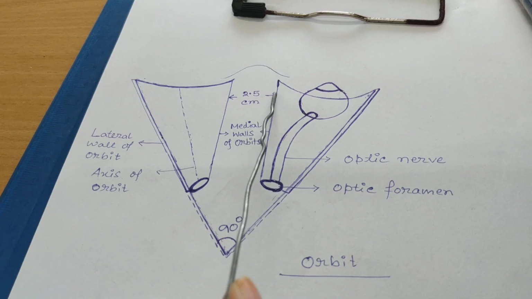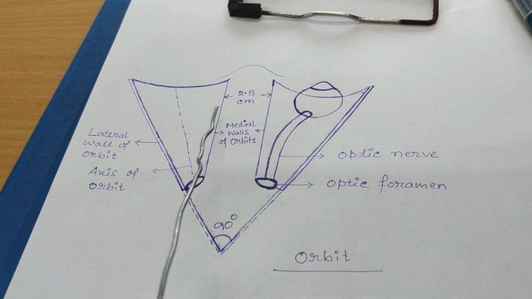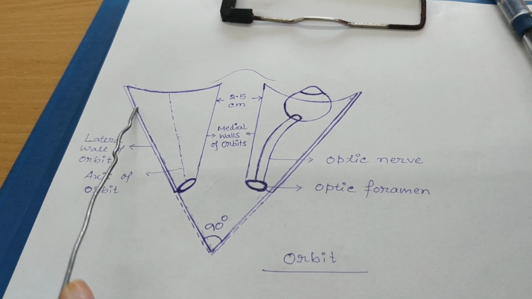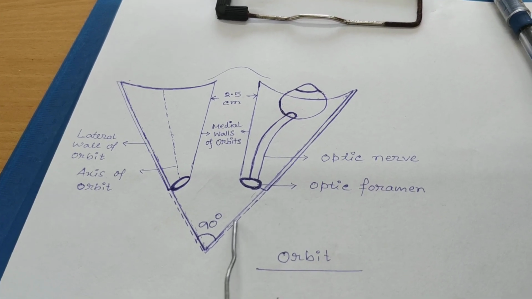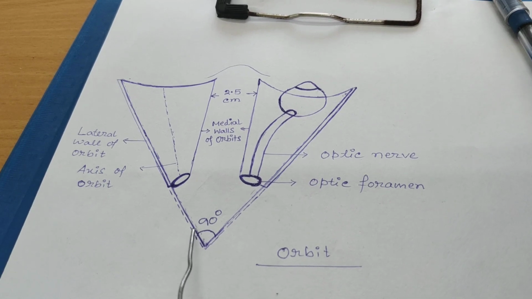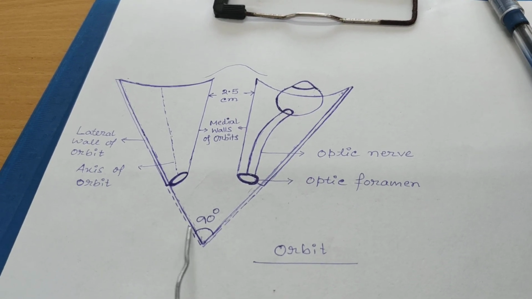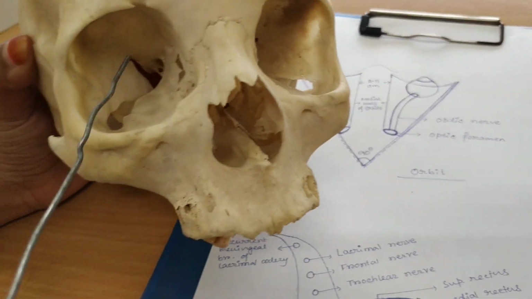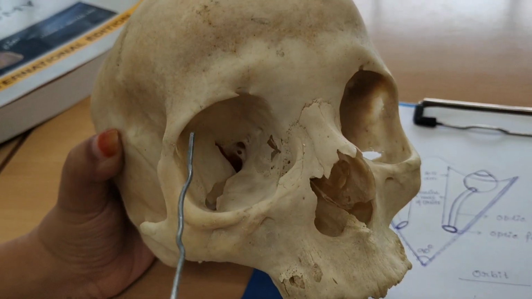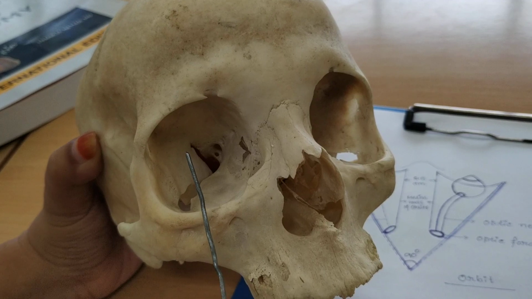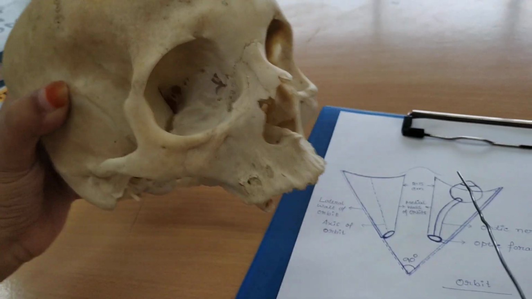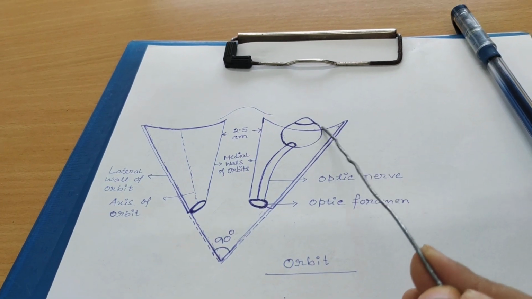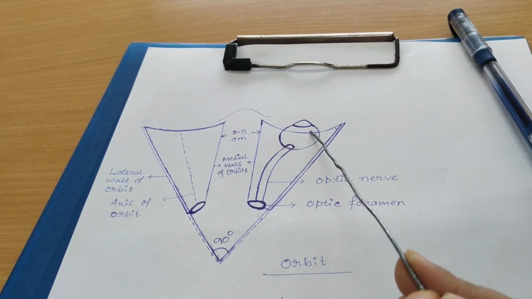The medial walls of the bony orbits are parallel to each other, and the lateral walls are directed posteromedially and meet each other at a 90-degree angle. In the bony orbit, the eyeball is situated in the anterior one-third. So the eyeball is situated anteriorly, beyond the orbital margin.